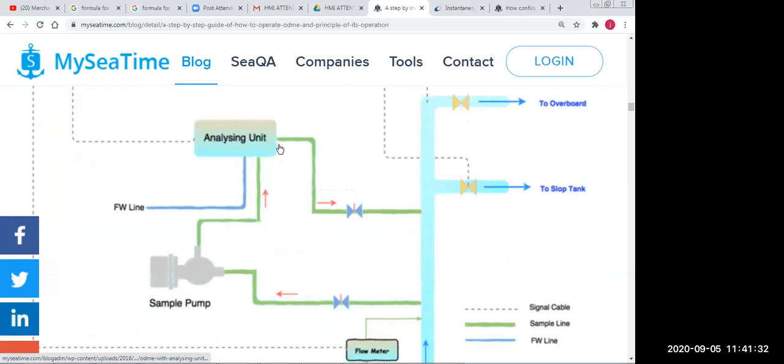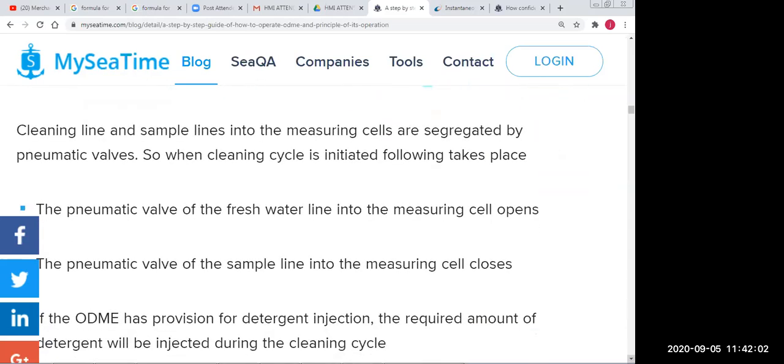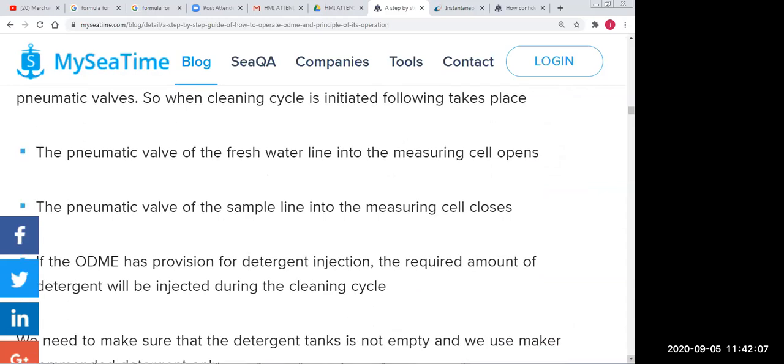So this is your analyzing unit, which is taking the sample from the discharge line through the sample pump. The sample pump extracts a sample from the discharge line and puts it to the analyzing unit. And then after analyzing, the sample again goes to the discharge line. And then we have a freshwater flushing line, and we have one more cleaning detergent line. And we have one more pneumatic valve for putting the fresh water in the line, that we will see why.